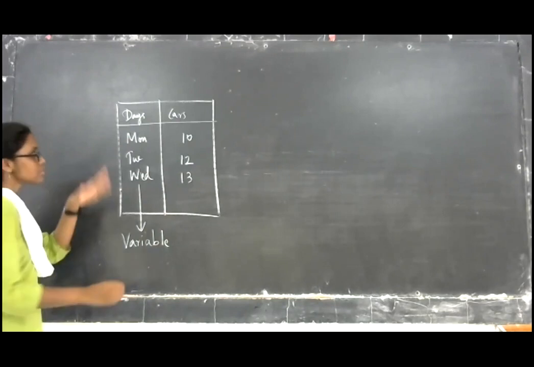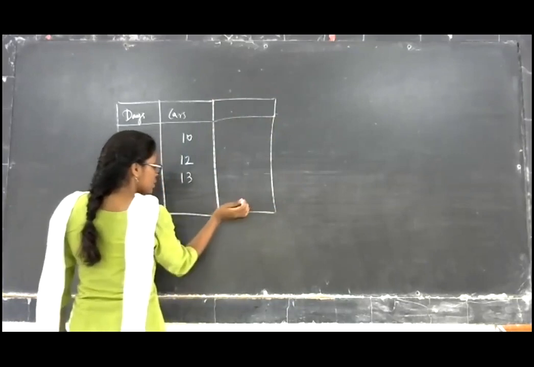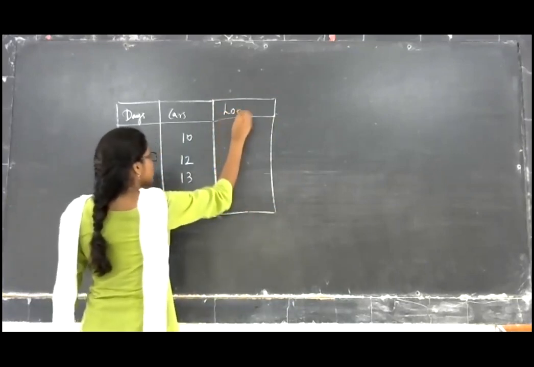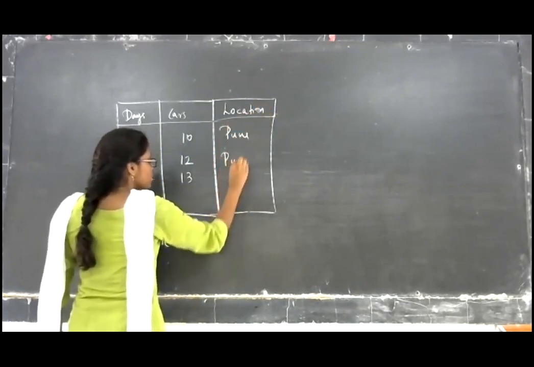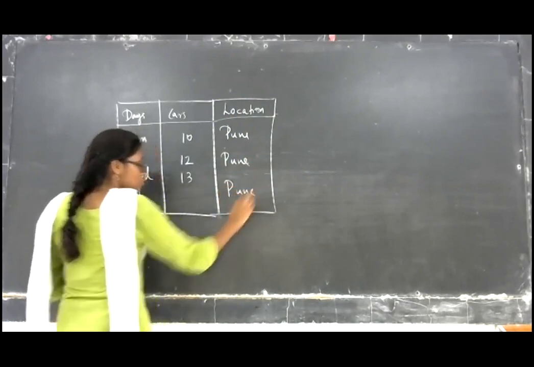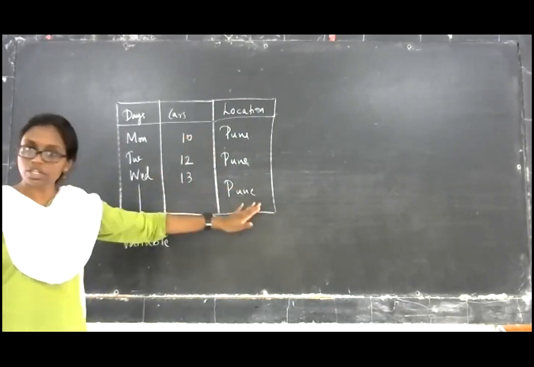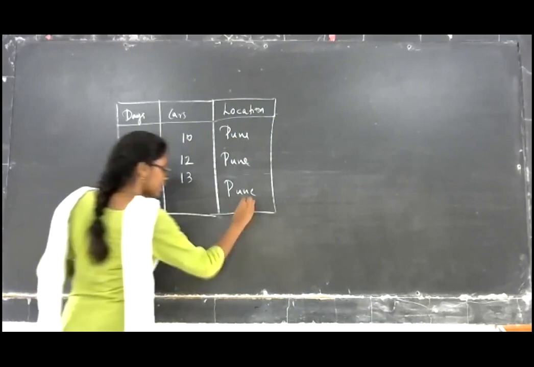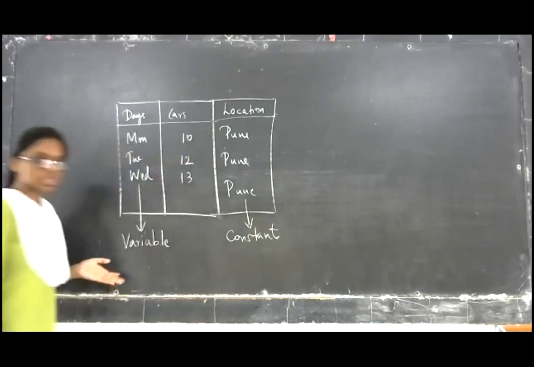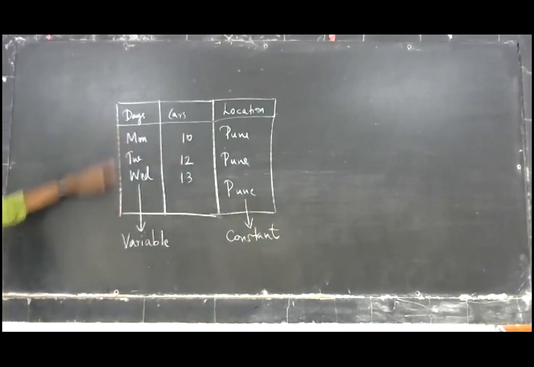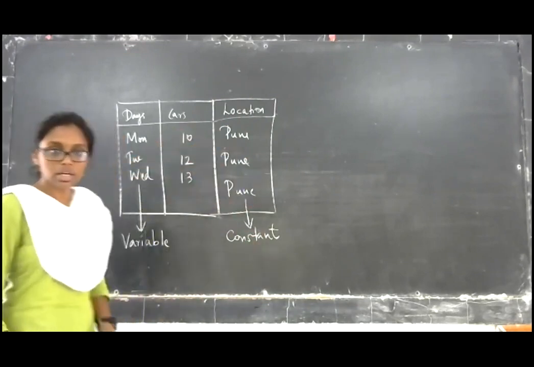And if there is some particular thing, let's say the location in which the car is being purchased, Pune, Pune, Pune. Since we are talking about the same store, the location from which the car has been purchased in that store is Pune, because the store is in Pune. So this thing is not at all changing. So we call this particular quantity a constant. The thing which is varying is called a variable. The thing which is not varying is called a constant.